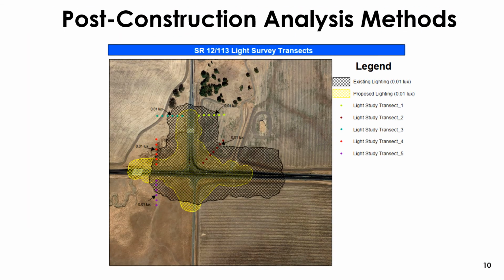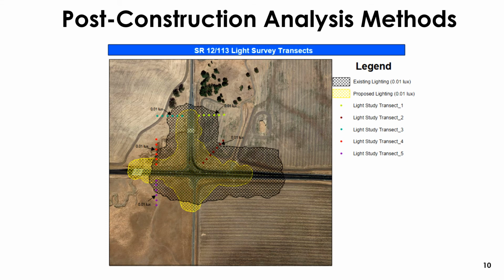The post-construction analysis methods for artificial light output should be conducted in the same manner that the pre-project baseline conditions were evaluated, using the light line transect survey methods.